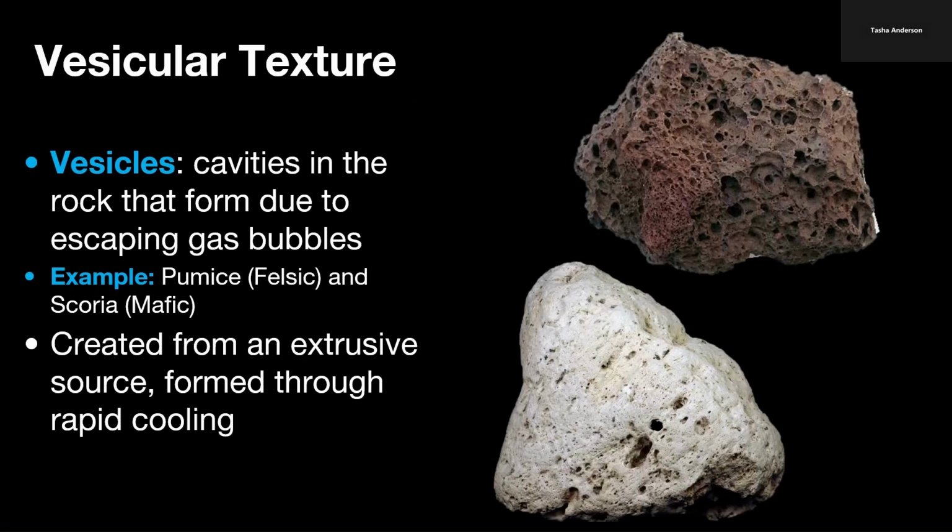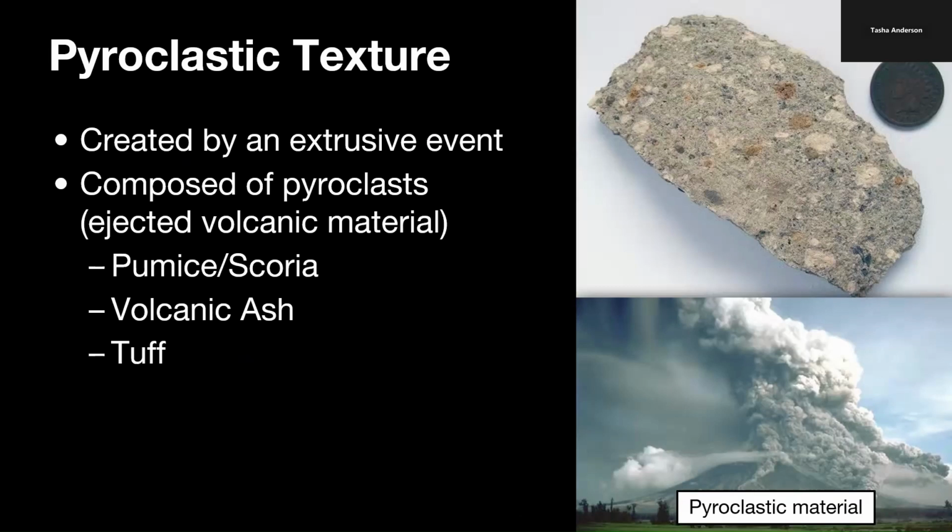Vesicular texture forms when gas bubbles escape from lava as it cools rapidly, leaving behind cavities in the rock. Common examples include pumice, which is felsic, and scoria, which is mafic. Finally, we have pyroclastic texture, which is a composite of various volcanic material that was ejected during an eruption. These pyroclasts can be composed of pumice and scoria, volcanic ash, and tuff.